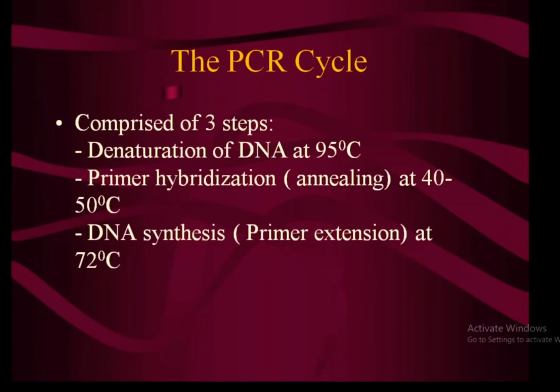Now the PCR cycle comprises 3 steps. First is denaturation, that is separation of the DNA strands, which happens at 95 degrees Celsius. Now the 2 strands are separated. There are 2 sets of primers which will bind each strand. Primer hybridization occurs at 40 to 50 degrees Celsius, and then DNA amplification occurs with the help of Taq polymerase at 72 degrees Celsius.